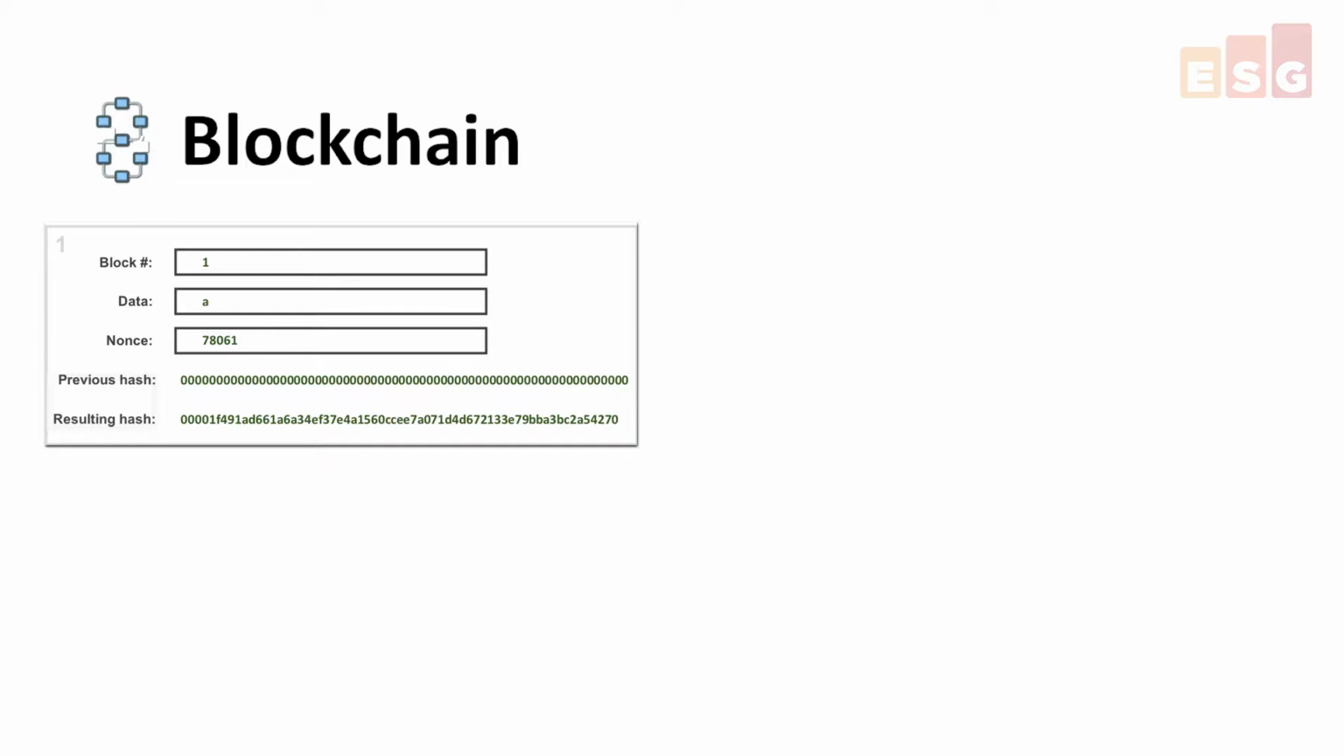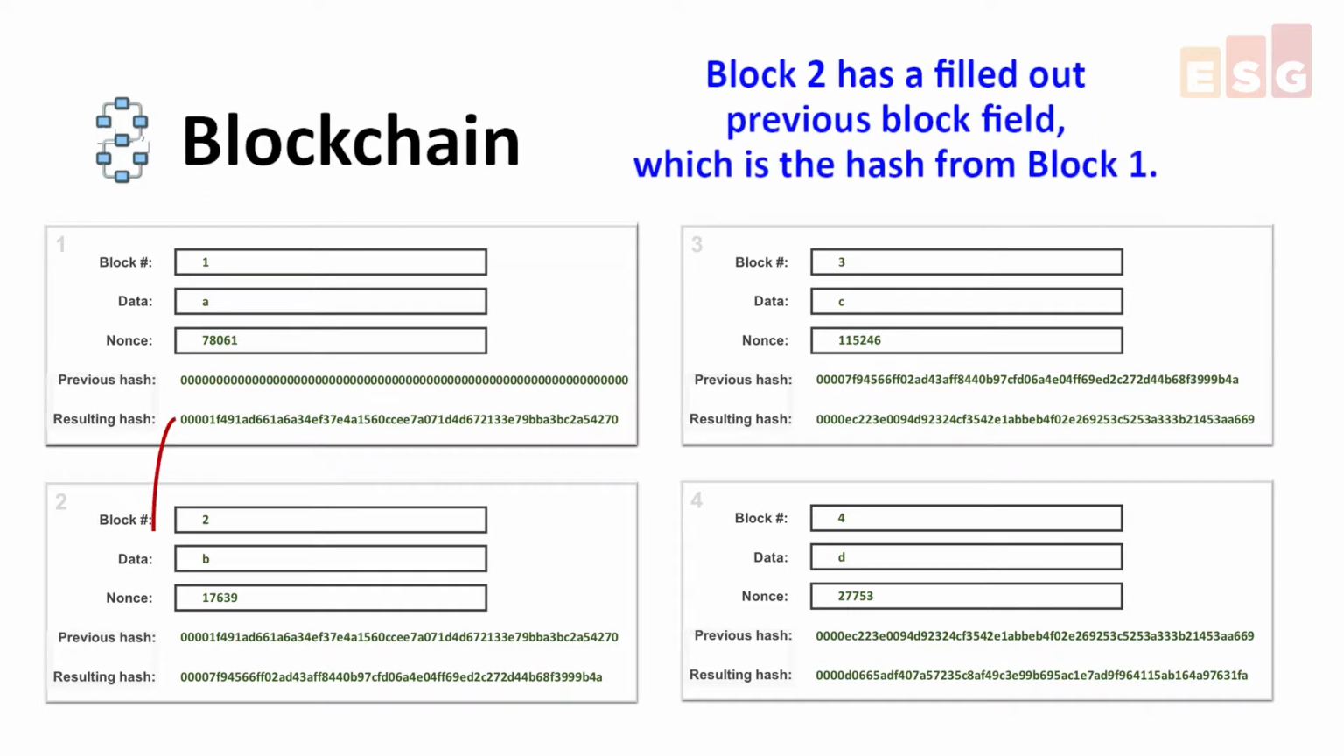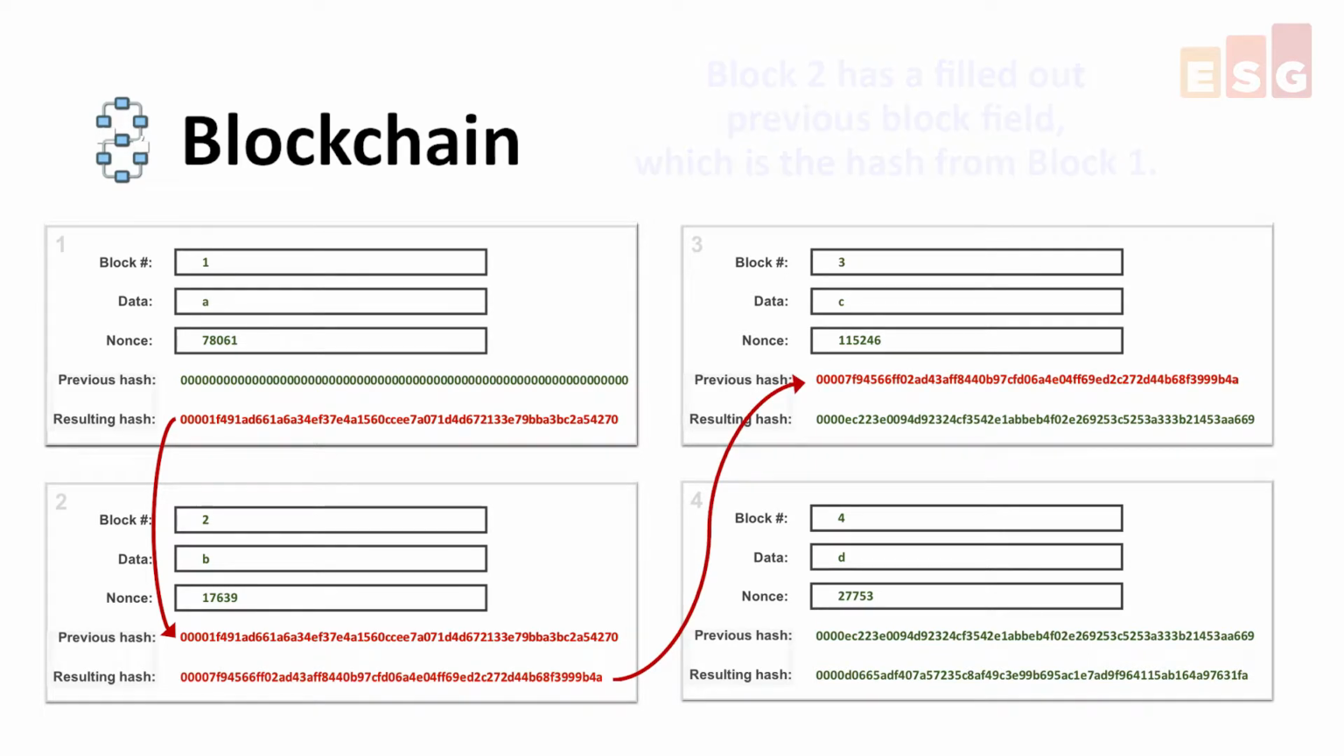Let's take our original block 1 and add a few more blocks that have already been validated, 2, 3, and 4. Block 2 contains again the block number, some data, let's use B. You'll notice it now has a filled out previous block field, which is the hash of the previous block, a valid nonce, and a new hash for that block. The same process follows for blocks 3 and 4.